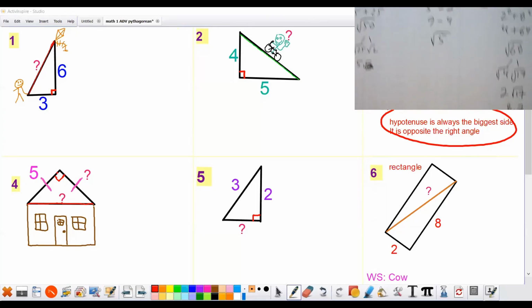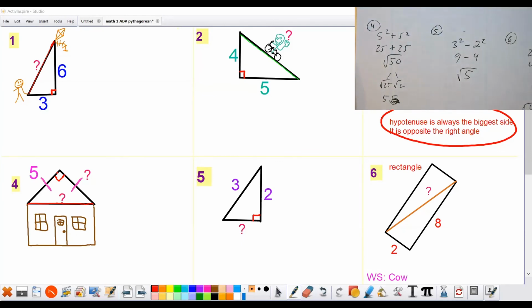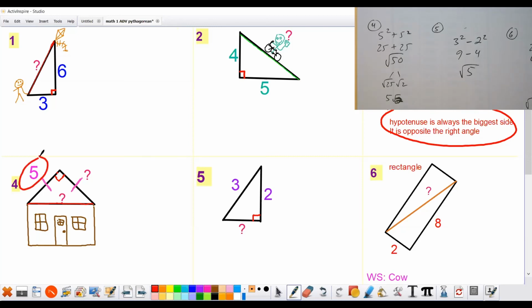Okay, here are our last 3 answers. Oops, I'm going to try to get this so we can see it all. Here we go. Did you notice we have an isosceles triangle? See the marks? This is 5, so this is 5 also, because it's marked the same. So 5 squared, 25, 25, and I got 5 root 2, which I forgot to write the decimal for. 5 root 2 is about 7.1.